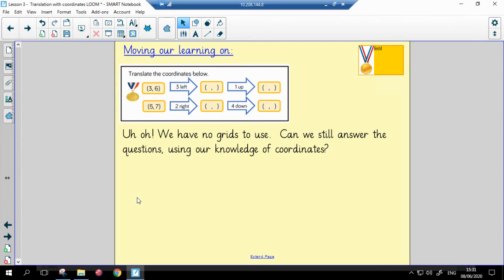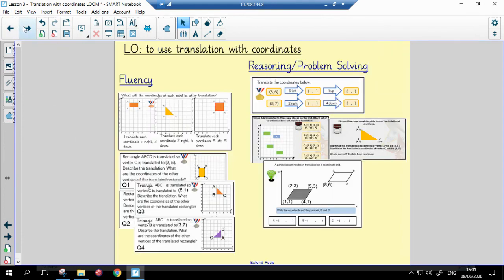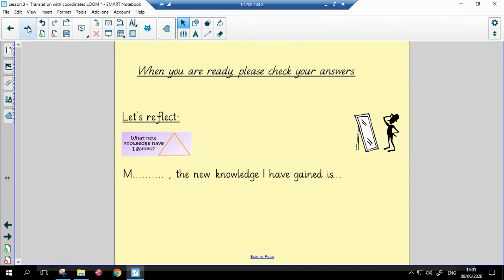When we have to go 1 up, the coordinate that's on the x-axis will stay the same, but the y-axis will change. Have a go at those questions and then move on to platinum and emerald. And when you're ready, please mark your answers, correcting any mistakes that you've made, and then be ready to reflect on your learning today. That's the last video lesson for this week.